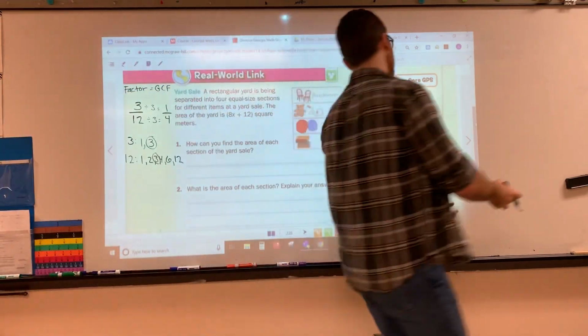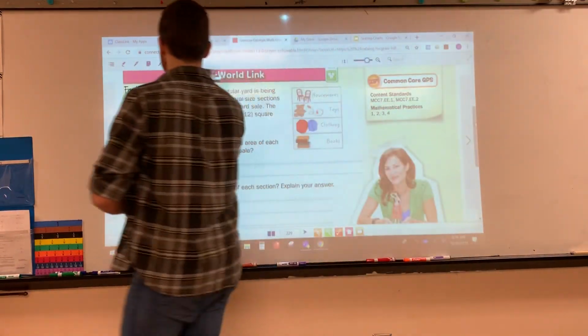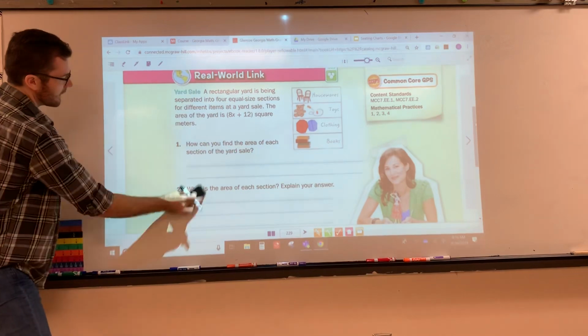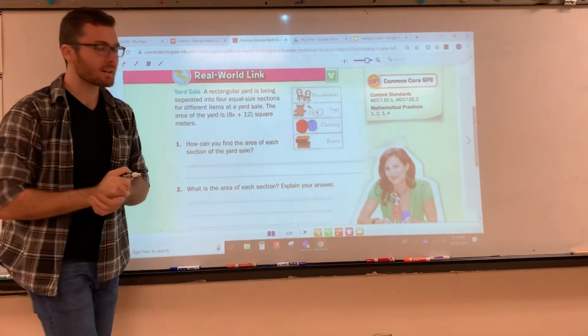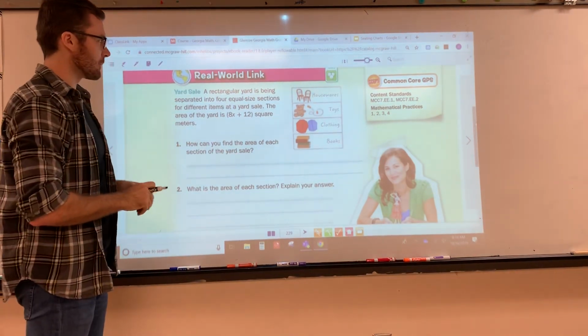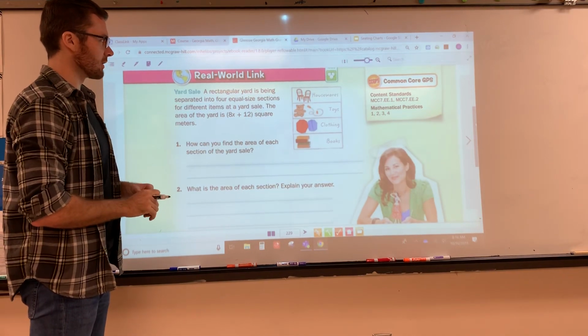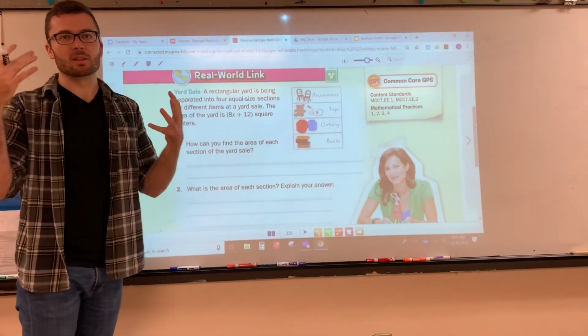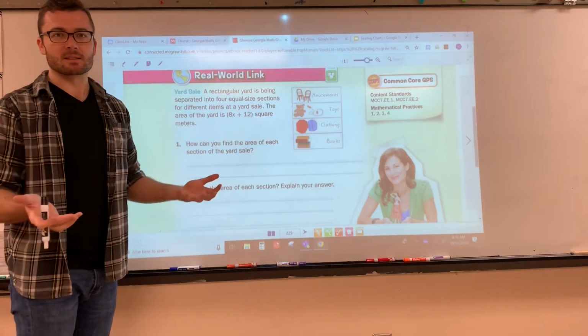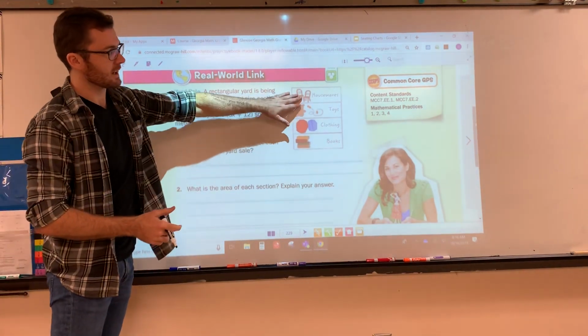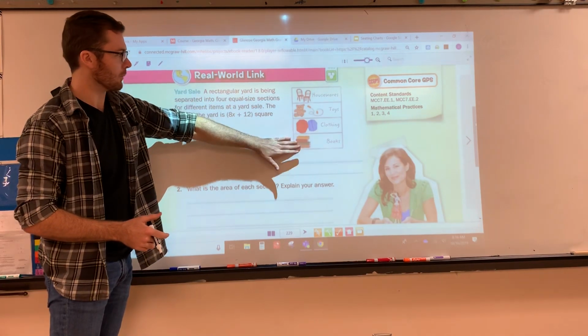All right, so that's just a little bit of background connection. Let's jump into this real world problem so we can make sense of it. It says a rectangle yard is being separated into 4 equal sized sections for different items at a yard sale. So you just get a picture of this. We've got a yard, we've got a lot of things to sell. It looks like they're organizing it into housewares, toys, clothing, and books.